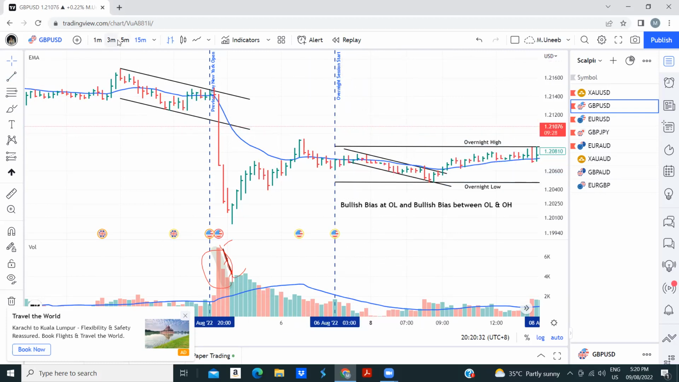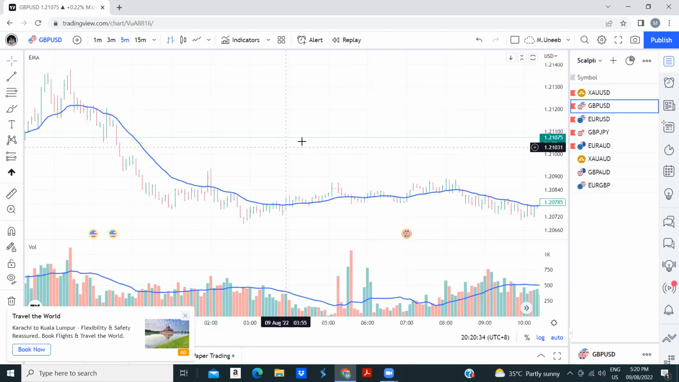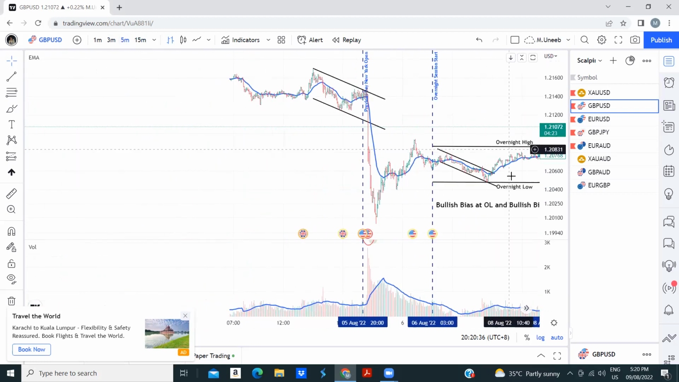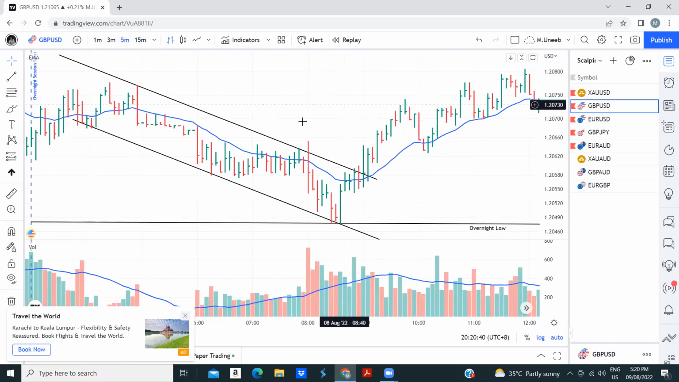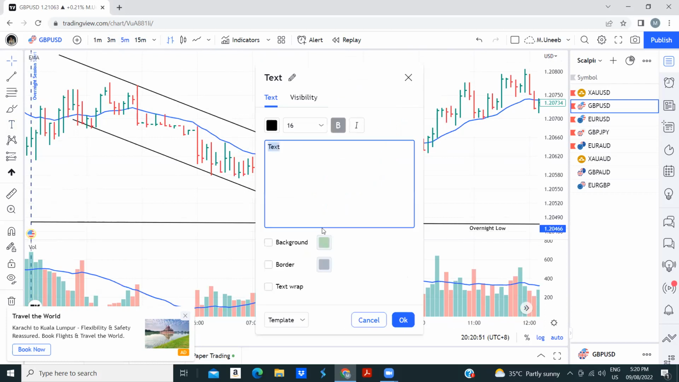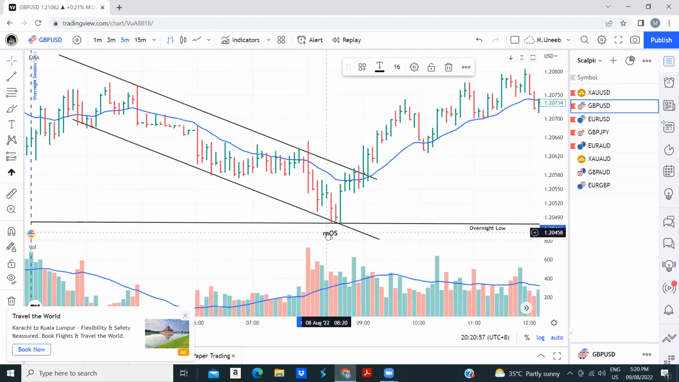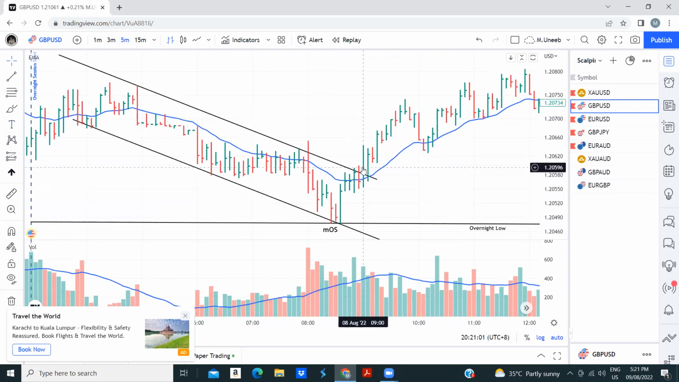Now we go to the 5-minute time frame and readjust it. Okay, now what do we see here? The price just came down, reacted to the overnight low, a little bit oversold, and then the price reversed, right? Minor oversold, and then the price recovers back.